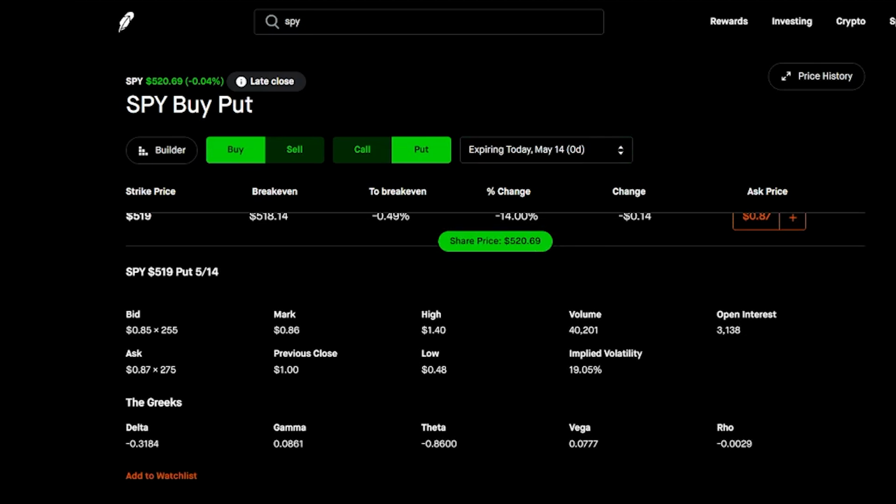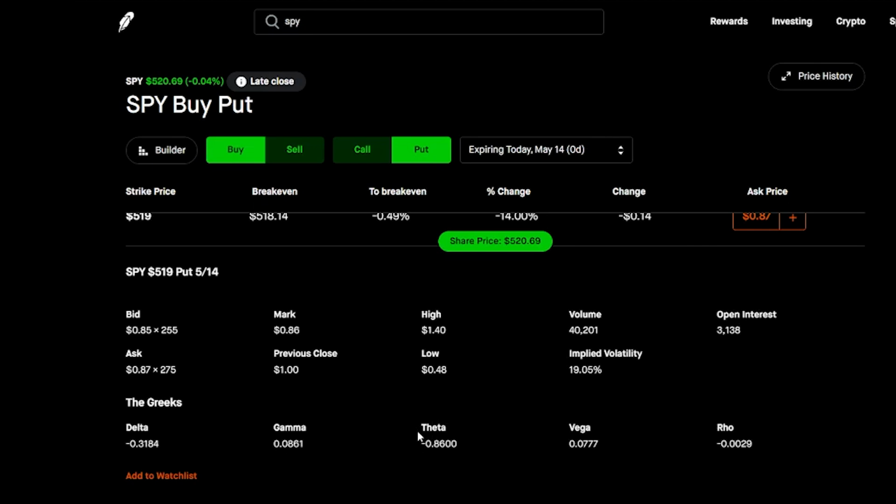When we scroll down, we'll see now that the delta is 31, but look at the volume. It has crazy volume, 40,000, and the open interest is 3,000, right? The theta, however, look at this, it's 86. So it's a lot higher the closer you get to the expiration date.